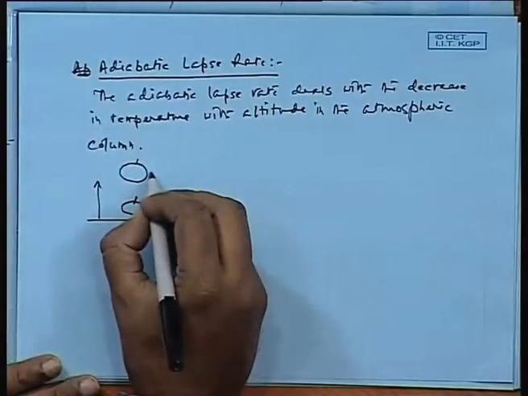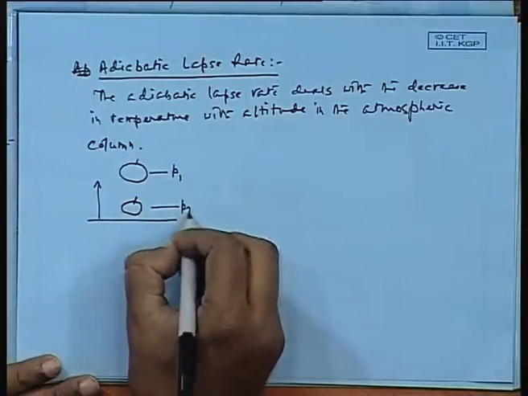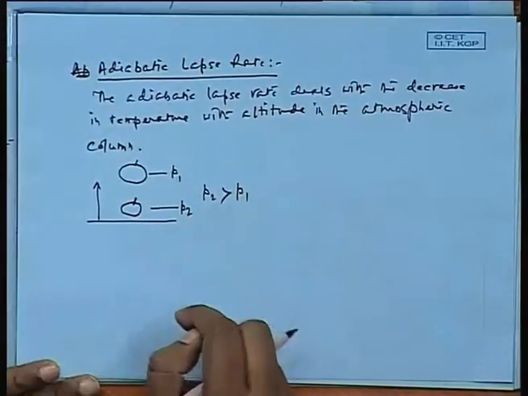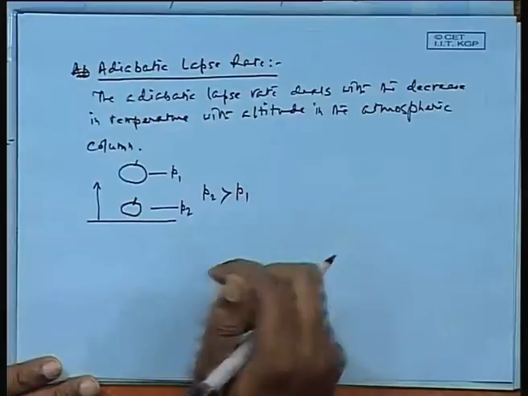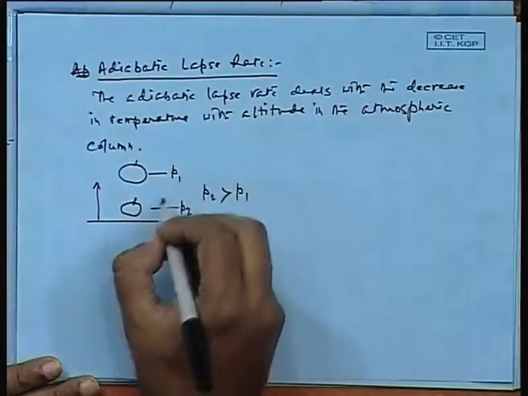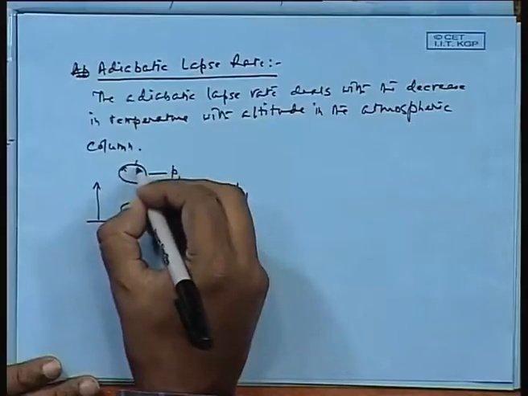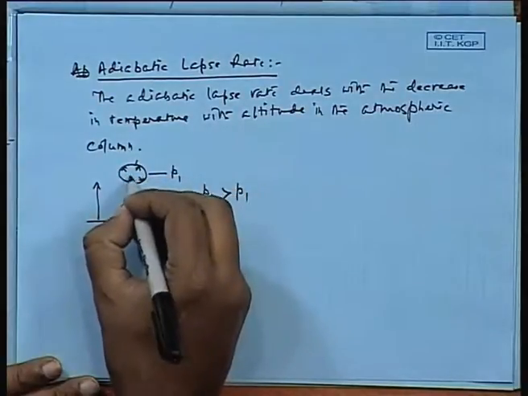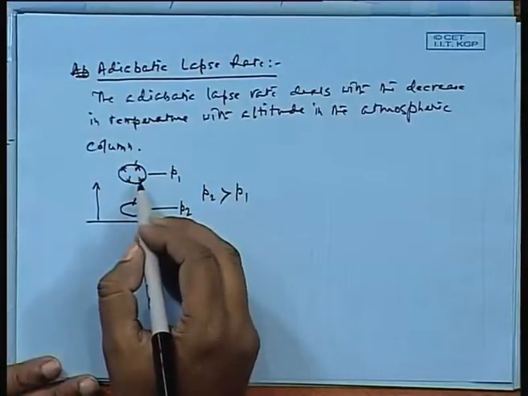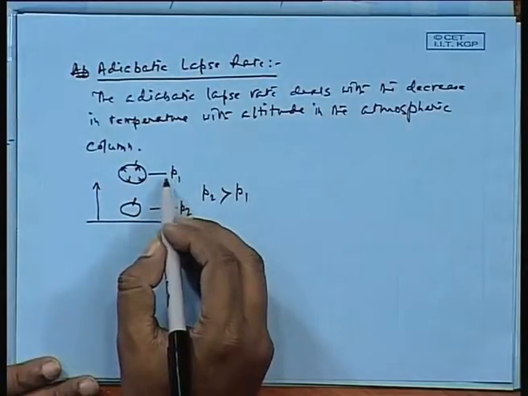If you observe this P1 here and P2 here, you will always find P2 becoming more than P1. So what will happen is, as you can see at P1, the balloon would begin to expand as the pressure would be less. As a result, it would begin to cool down.